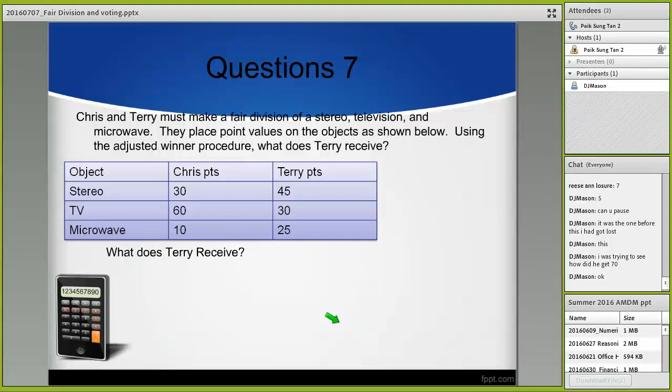Okay. So based on the adjusted winner procedures, let's say Chris and Terry have three things to divide. They have a stereo, TV, and microwave. And they are all given 100 points to divide among these three items. And the person who gives more points value will win the item. Right? So for stereo, Chris gives 30, Terry gives 45. So Terry will get the stereo because Terry gives more points, meaning Terry wants it more. So can you tell me, based on this information, what will Terry receive based on just this table?